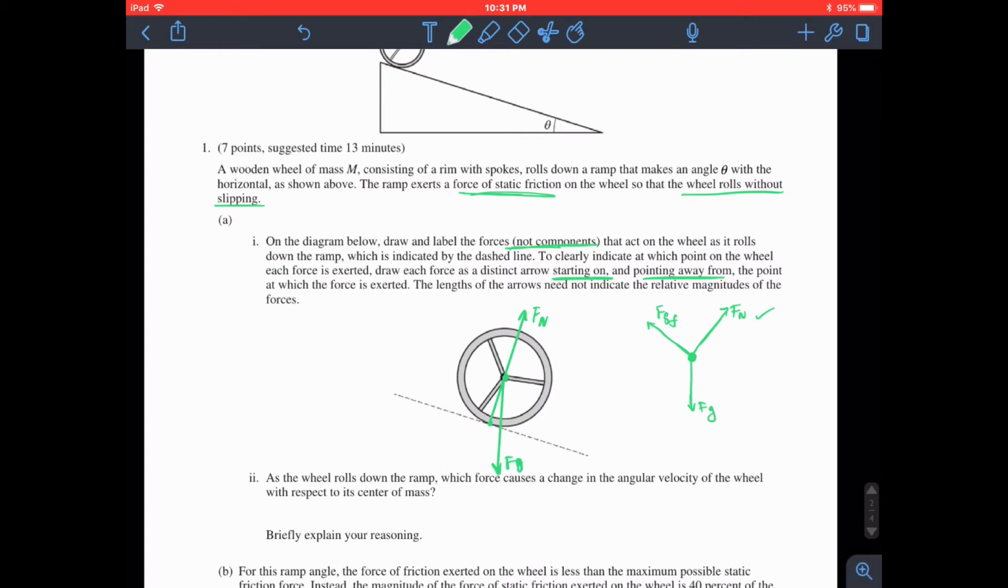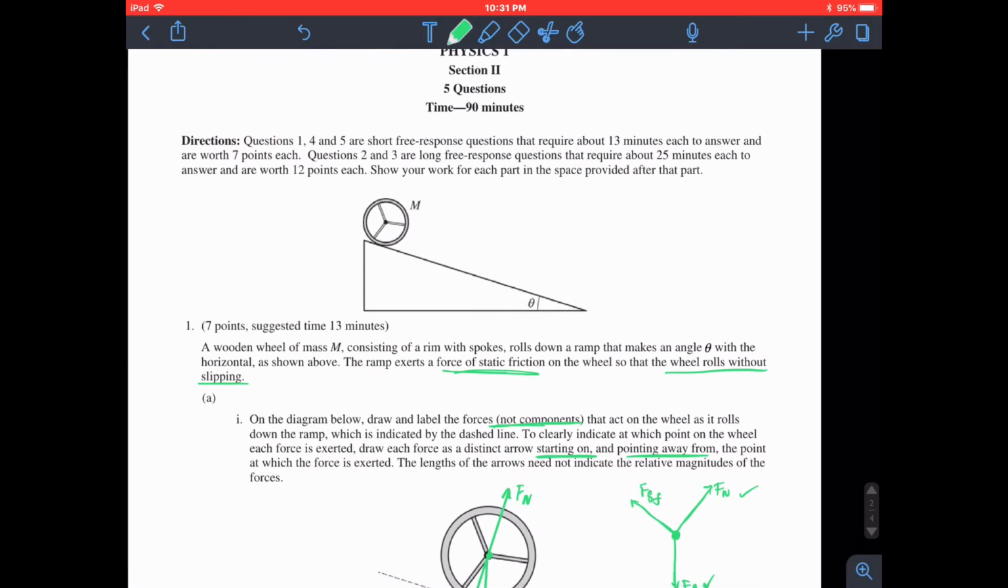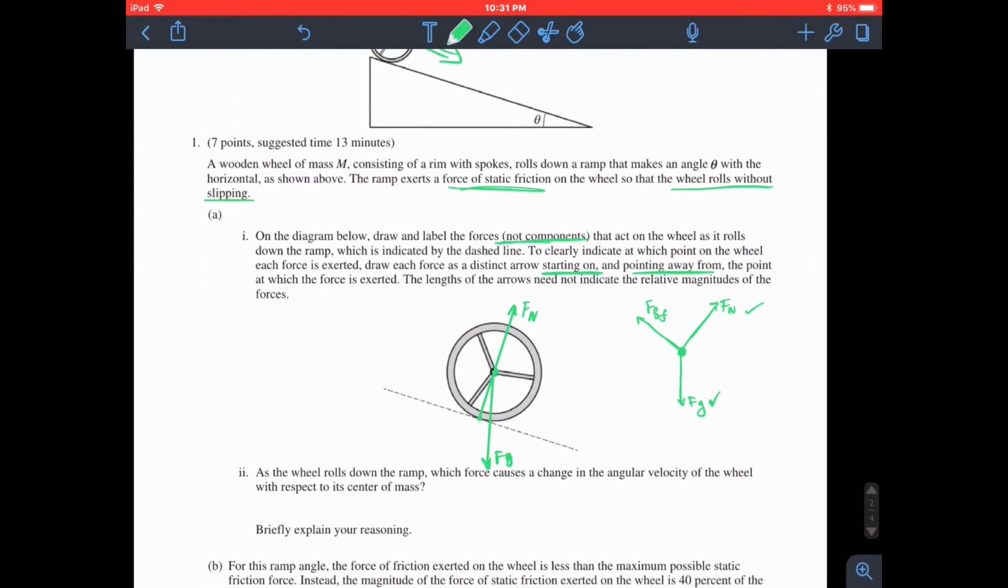And finally, we have the force of static friction. The force of friction always starts at the point of contact between the surface and the object and points in the direction opposite to its direction of motion. So in this case, we can logically say that this wheel has a direction of motion down the ramp, therefore the force of static friction would be in the opposite direction, or up the ramp. And it starts at the point of contact between the surface and the object, so it looks something like this. And that is your force of static friction.